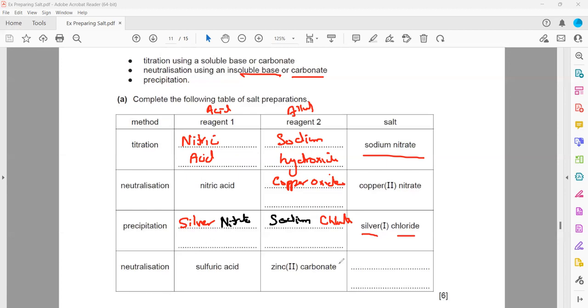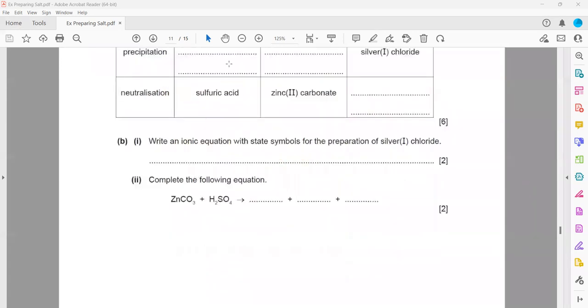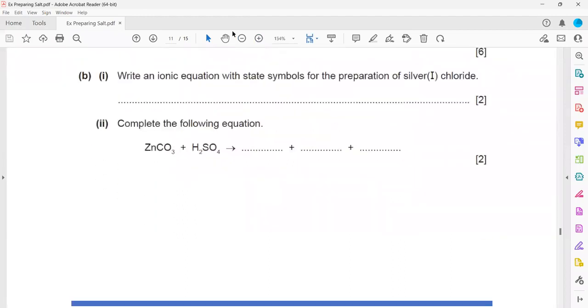Sulfuric acid plus zinc carbonate. Which salt will be produced? Sulfuric acid will produce zinc sulfate. Then write the ionic equation for silver I chloride being formed. So it means the oxidation number or valency of silver. AgCl is formed. What are the ions? It will be a silver ion and a chloride ion.